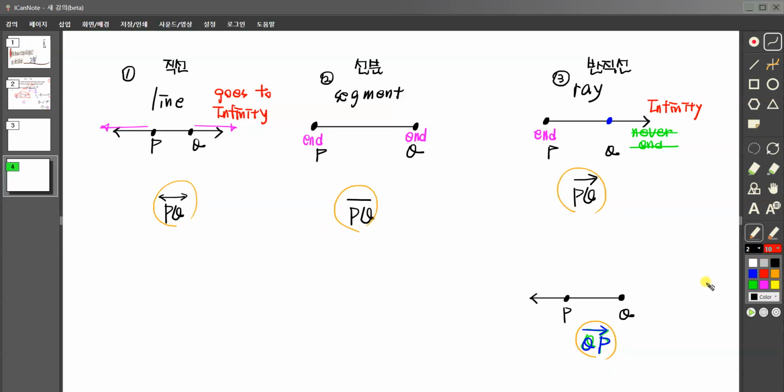So, okay, but exception. No, it's not an exception. Okay, whatever. This one is also fine. QP, PQ, it is the same. These are the same.